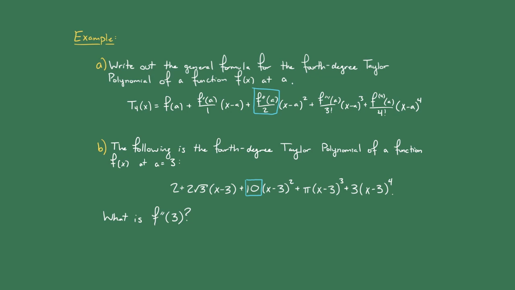The final answer is not 10, however, because the coefficient in the general formula is f double prime of a over 2. Therefore, we have to set these coefficients equal to each other, and we get that f double prime of 3 over 2 is equal to 10. And then we can solve to find that f double prime of 3 is equal to 20. And this is our final answer.